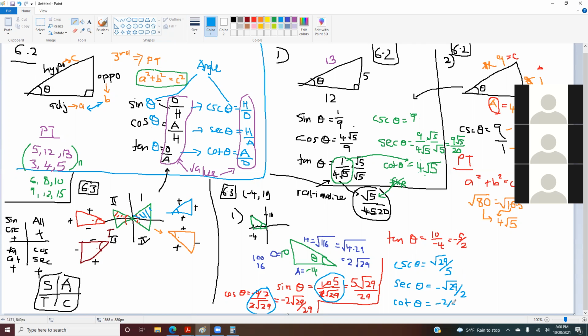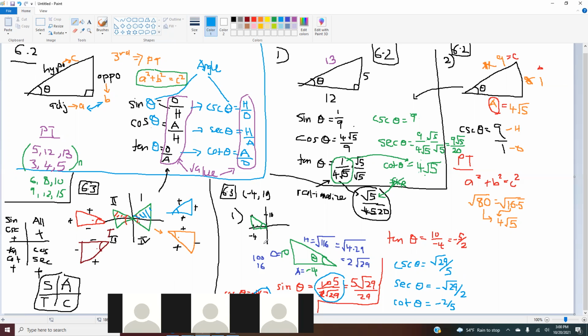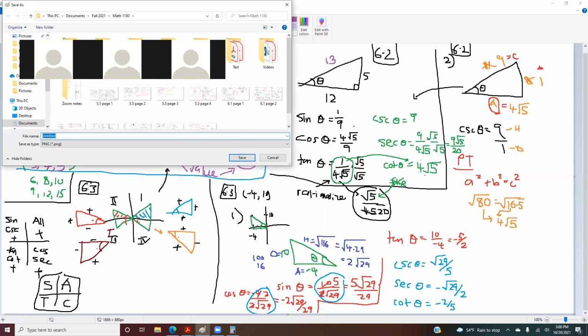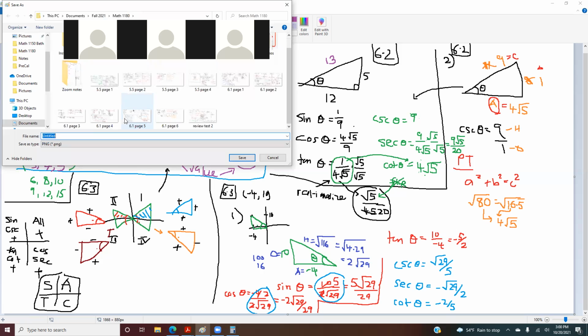Yeah, it's not there. So this is how we do this kind of question. So it's pretty straightforward. Okay, it's very similar to 6.2, but your triangles will be a little bit different because it's no longer from 0 to 90 degrees. It can be more than one revolution in this case.